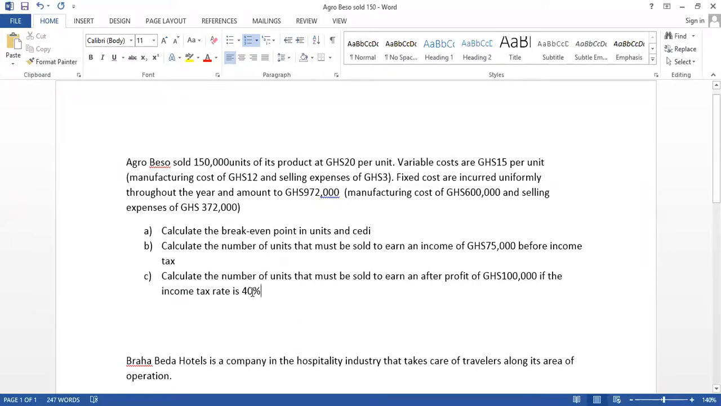You have 5 minutes. First, you are calculating the break-even point and then break-even units. Second, you are calculating the number of units that must be sold to earn an income of 75,000 before income tax. It means that's what we want: the profit before tax. Always take note. But if they have given us profit after tax, then we have to do the conversion.